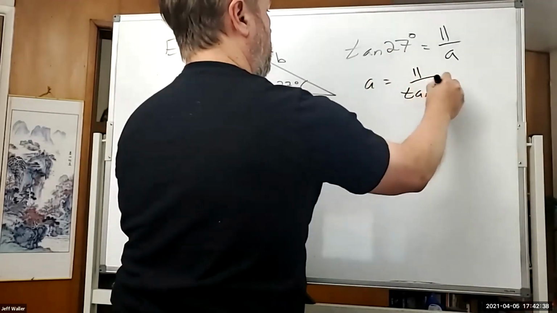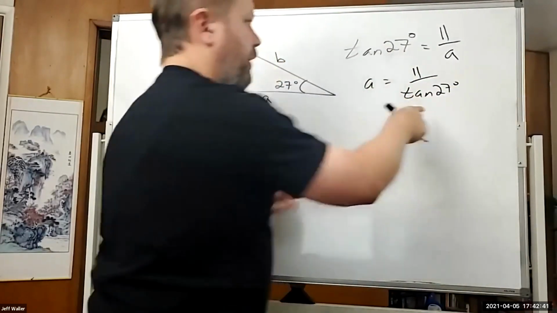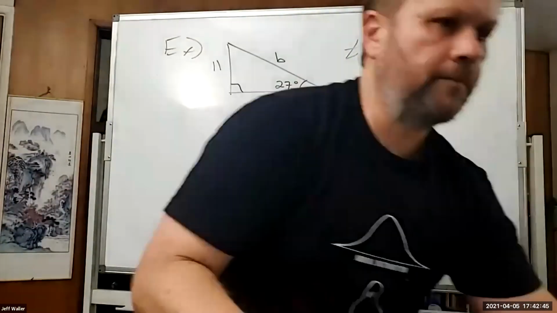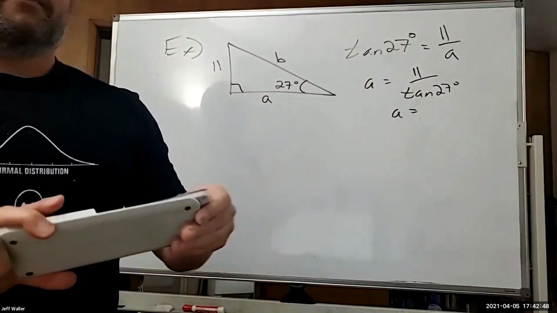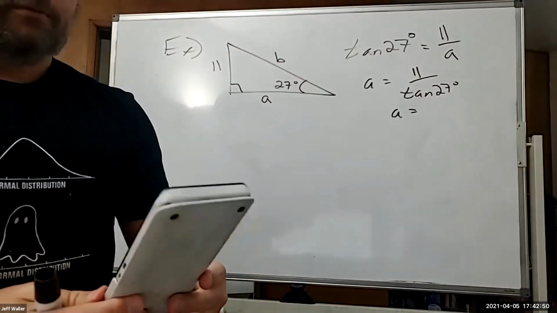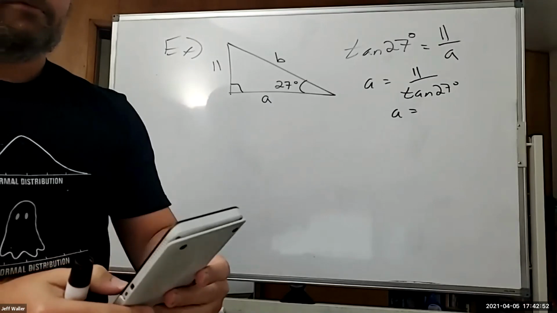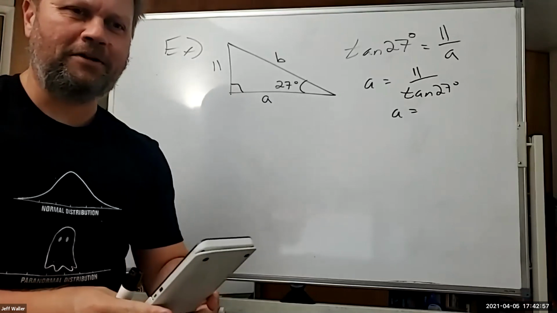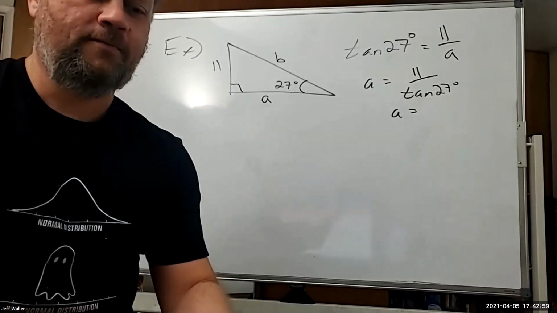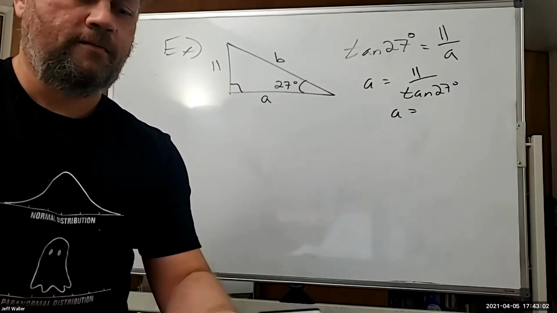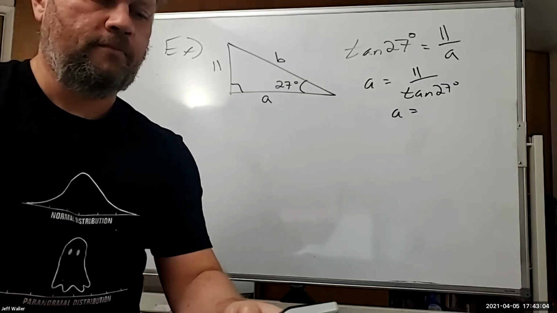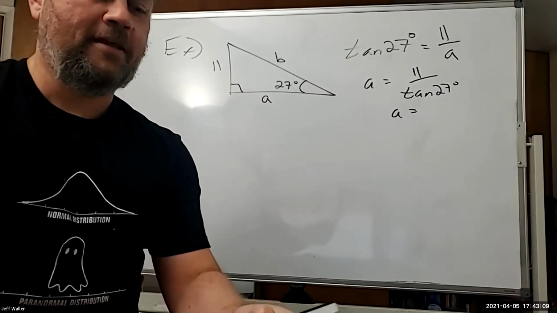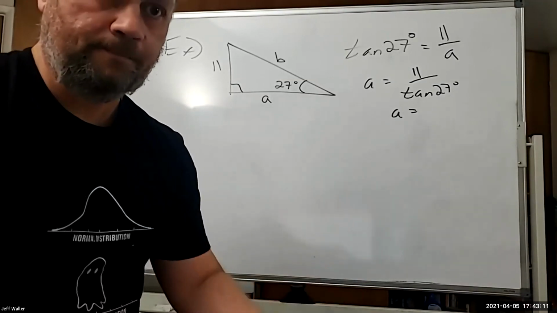Now, can you plug this in your calculator and tell me what that is? What should they be careful about, Jordan? Parentheses. I just have to make sure that the function stays the word tan. And you have to make sure that you're in degrees. In this case, you have to be in degrees.